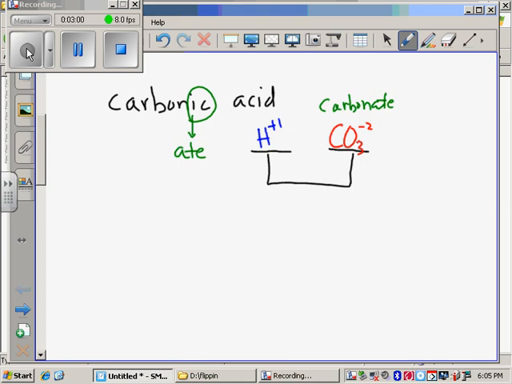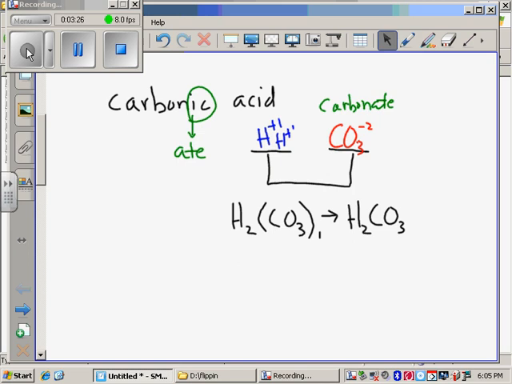So in order to get this to balance, we must have needed another hydrogen here. And now it looks balanced to me, so I'm ready to write the formula. H2, parentheses, CO3, end of parentheses, just one of those. And if I clean that up, we're going to make that H2CO3 as the formula of carbonic acid. If you remember that from a previous video, that is the one that's in soda pops, carbonic acid.